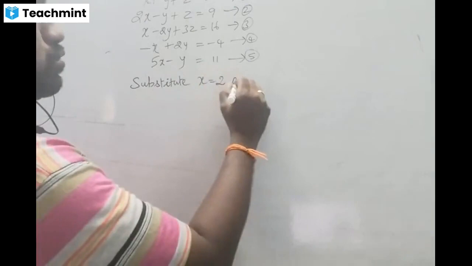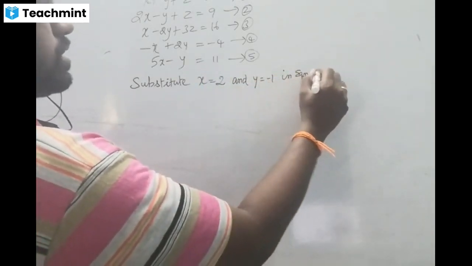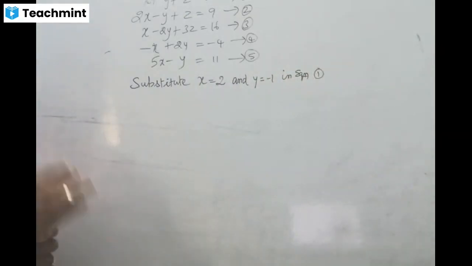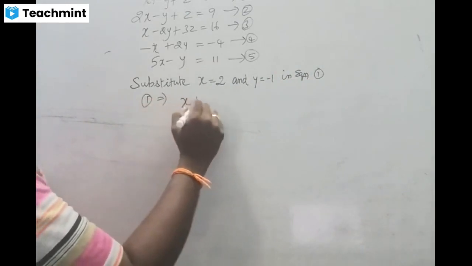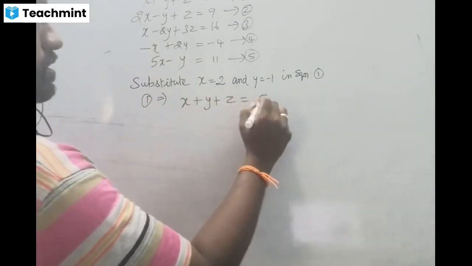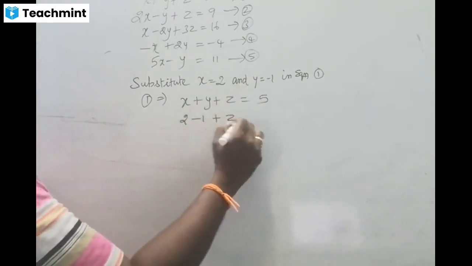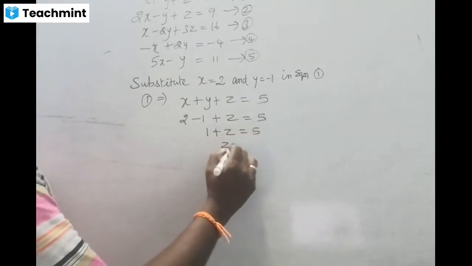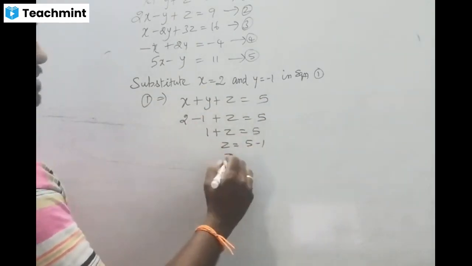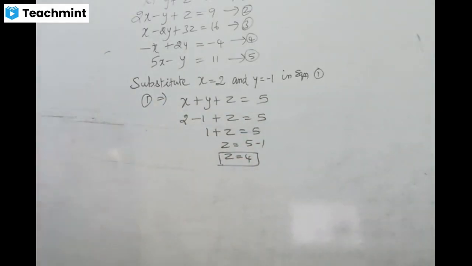Substitute x equal to 2 and y equal to -1 in equation 1. Actually, what is the equation? x plus y plus z equal to 5. So substitute x equal to 2 and y equal to -1: 2 minus 1 is 1. 1 plus z equal to 5. z equal to 5 minus 1, nothing but 4. z equal to 4.